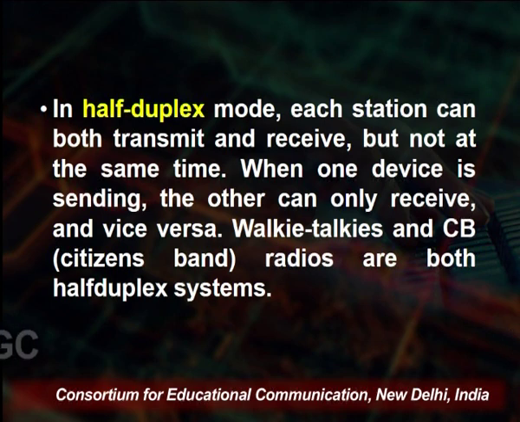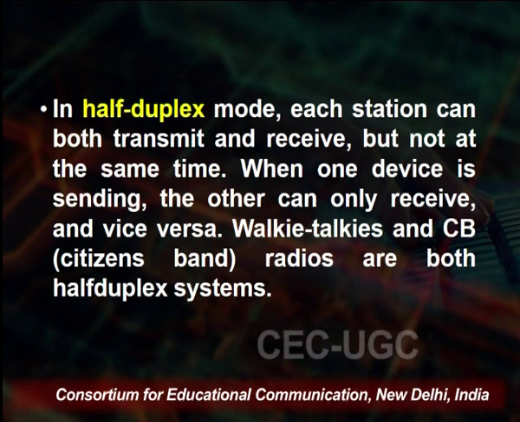Moving further, after simplex we have the next mode, half duplex mode. In half duplex, each station is a sender and receiver. Each station can both transmit and receive, but not at the same time. When one device is sending, the other can only receive, and vice versa. So, now we cannot simply say sender and receiver. For a moment they can be sender and receiver, but there can be role reversal also.